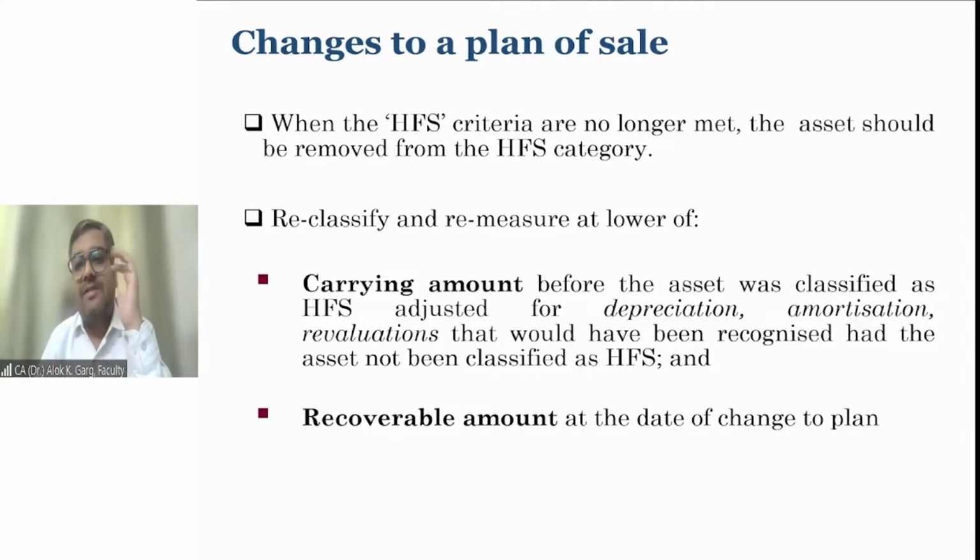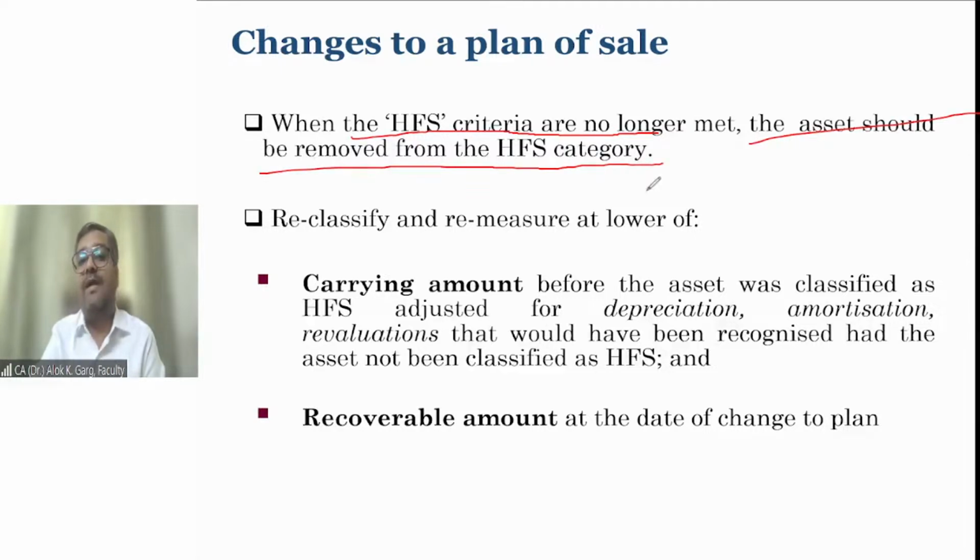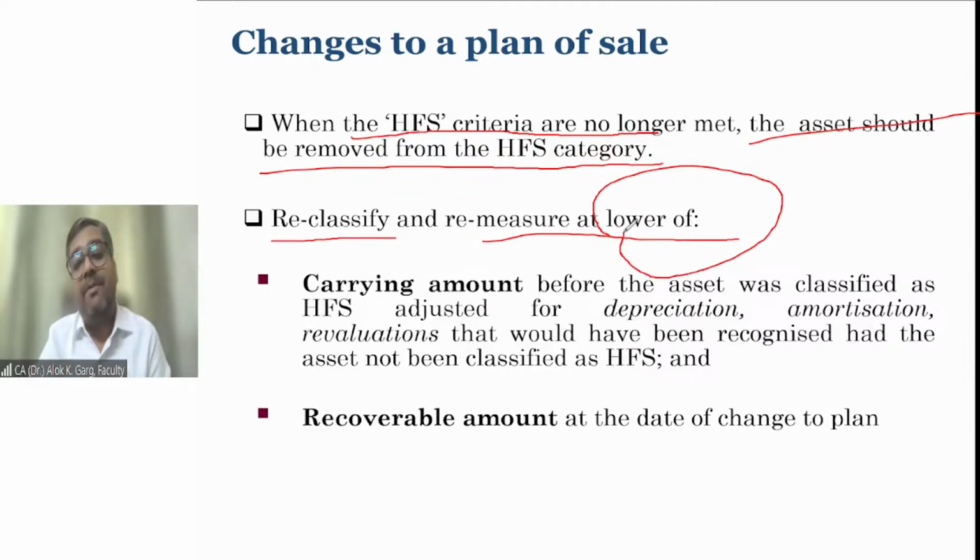Okay. So the standard has given you a rule. It has given you some steps. It says that on the date of change of plan, when the held for sale criteria are no longer met, the asset shall be removed from the held for sale category, and this asset needs to be reclassified and remeasured at the lower of. Step number one.